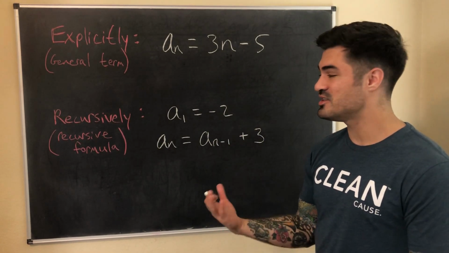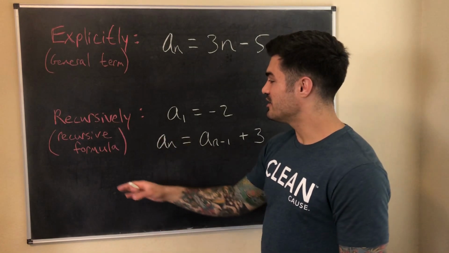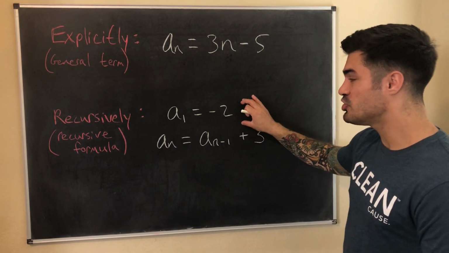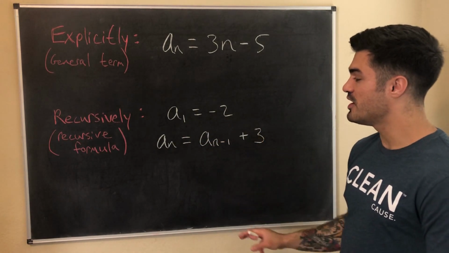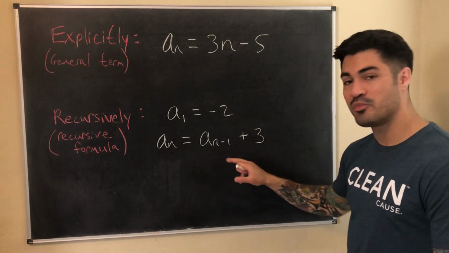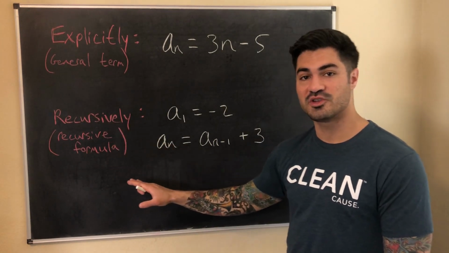We can also define sequences recursively, and this is what we call a recursive formula. It has two parts. We're given an initial term, right, usually the first term, and then we're told the relationship between each term, and this depends on previous terms. That's why we call it recursive, right?